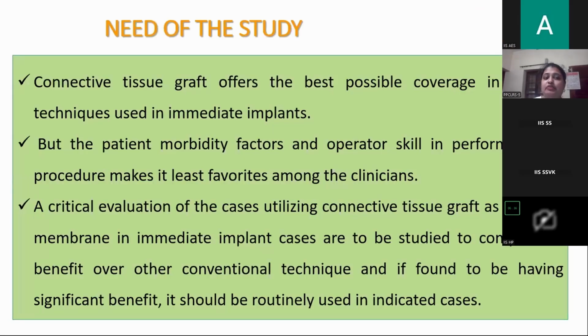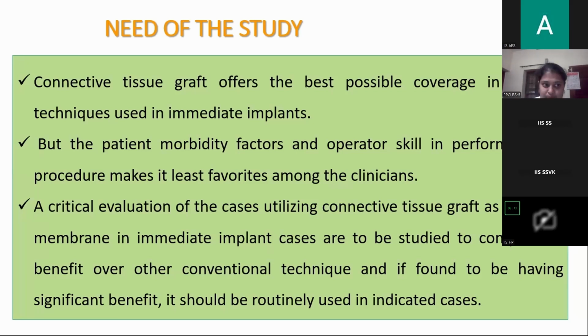So here arises a definite need for this study. Connective tissue graft offers the best possible coverage technique used in immediate implants, but the patient morbidity factors and operator skill in performing such a procedure make it the least favorite among clinicians. A critical evaluation of the cases utilizing connective tissue graft membrane in immediate implant cases is to be studied to see if it has a benefit over other conventional techniques, and if found to be useful, it should be routinely used in the indicated cases.